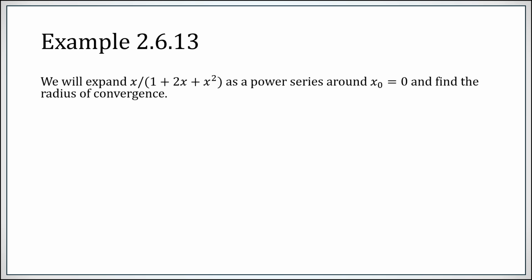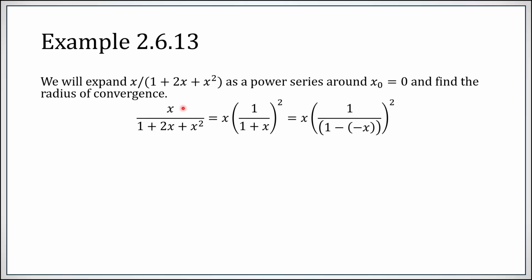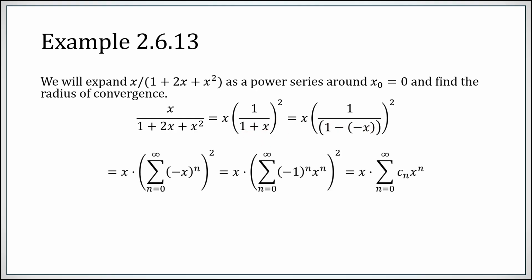So example 2.6.13, consider the rational function x over 1 plus 2x plus x squared. We'll write it as a power series centered around the choice of x naught equals 0 and find the radius of convergence. Step 1, factor the x from the numerator out, observing that 1 plus 2x plus x squared is simply (1 plus x) squared, and rewrite 1 plus x as 1 minus minus x. Why? Because 1 over 1 minus r is the geometric series, the sum of r to the n. So we're simply choosing r to be negative x. Negative x to the n, negative 1 to the n times x to the n.